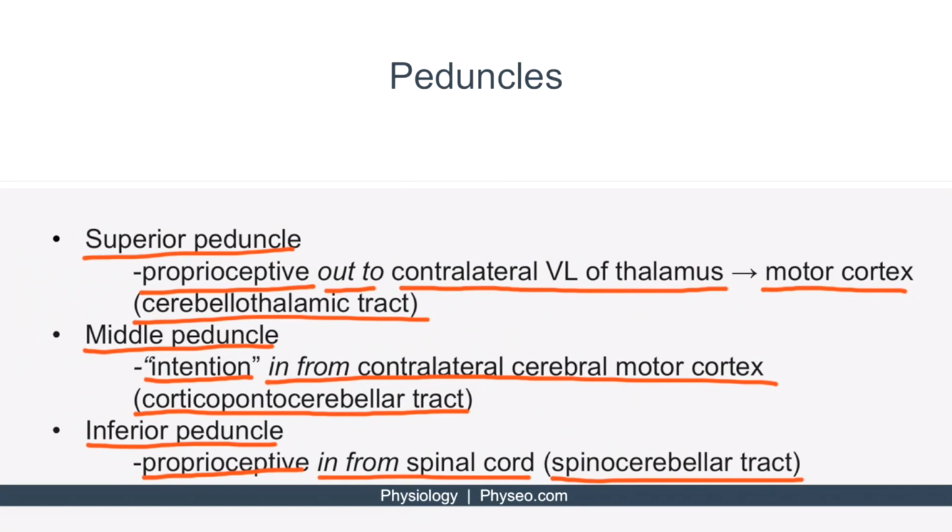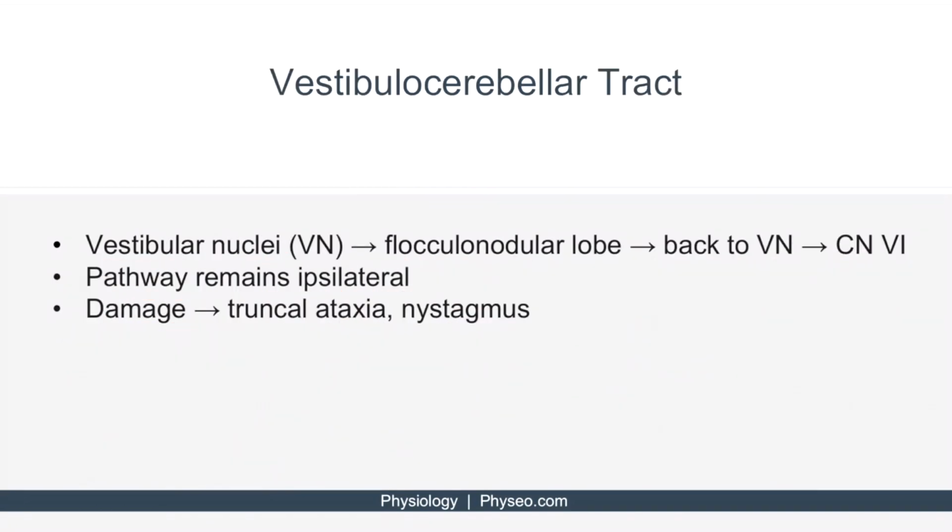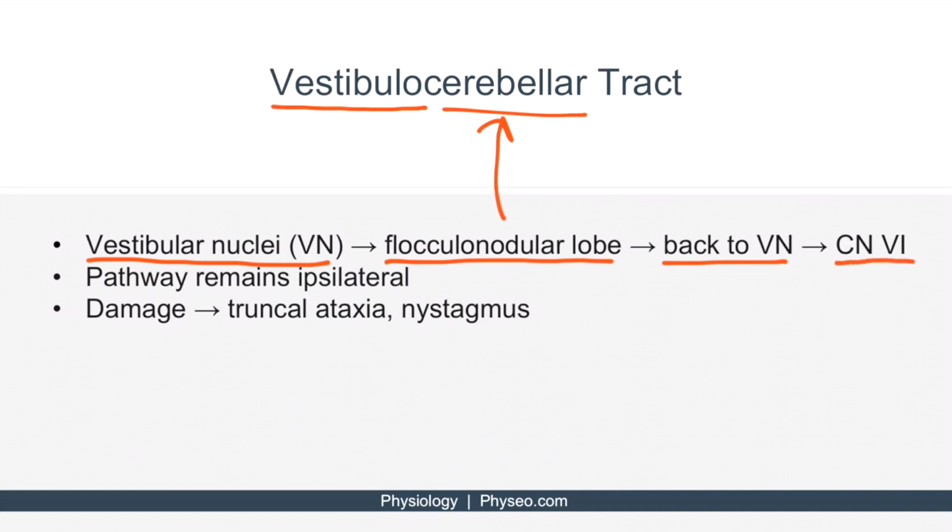So spine and cerebellum. So now let's quickly talk about the vestibulocerebellar tract. And as it sounds, you've got the vestibulo, so vestibular nuclei are involved. Then you have the floccular nodular lobe, which is a part of the cerebellum. So what happens is it goes from the vestibular nuclei to the floccular nodular lobe, and then it goes back to the vestibular nuclei. And then from that point, it goes to cranial nerve 6, which is the abducens nerve. Now remember that the abducens nerve will innervate the lateral rectus muscle of the eye.